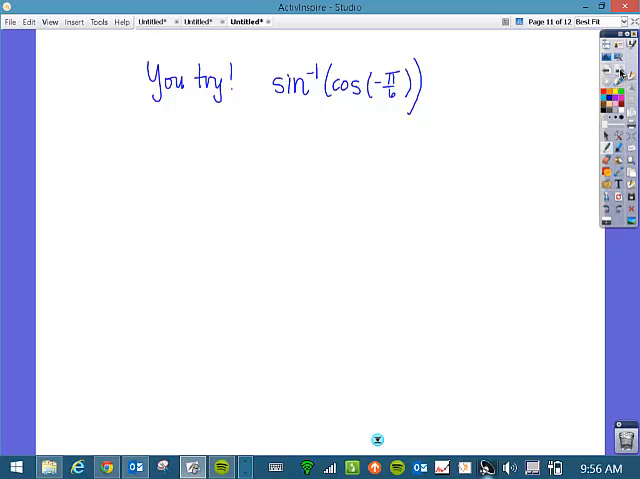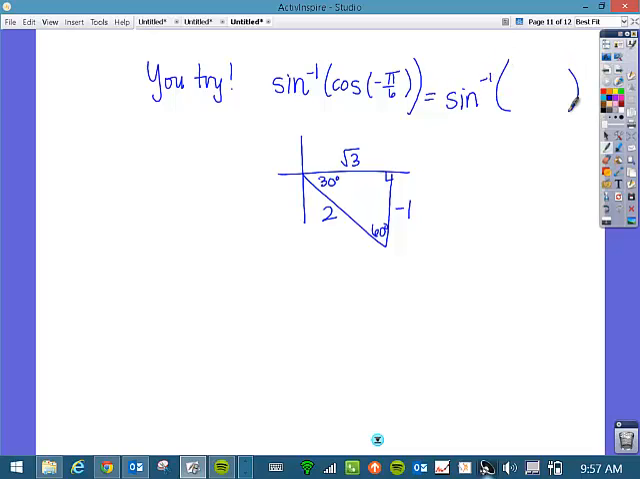All right, so we're going to work from the inside out. What is cosine of negative pi over 6? Well, negative pi over 6 is in your fourth quadrant, and so that would make it 30 degrees. Across from 30 is 1, but it's negative 1. This is 60, making this root 3, and this would be 2. So cosine of negative pi over 6 is adjacent over hypotenuse, so root 3 over 2. So this is sine inverse of, I'm going to replace all of this with root 3 over 2.